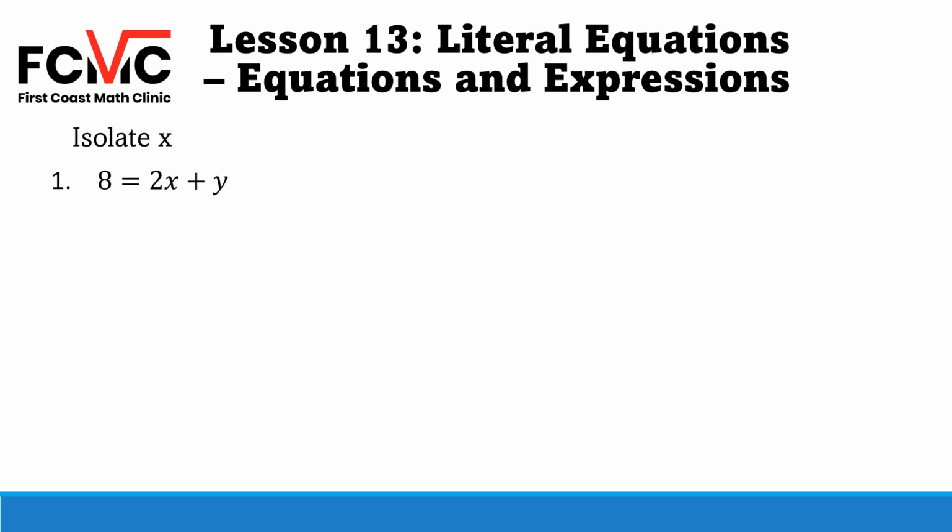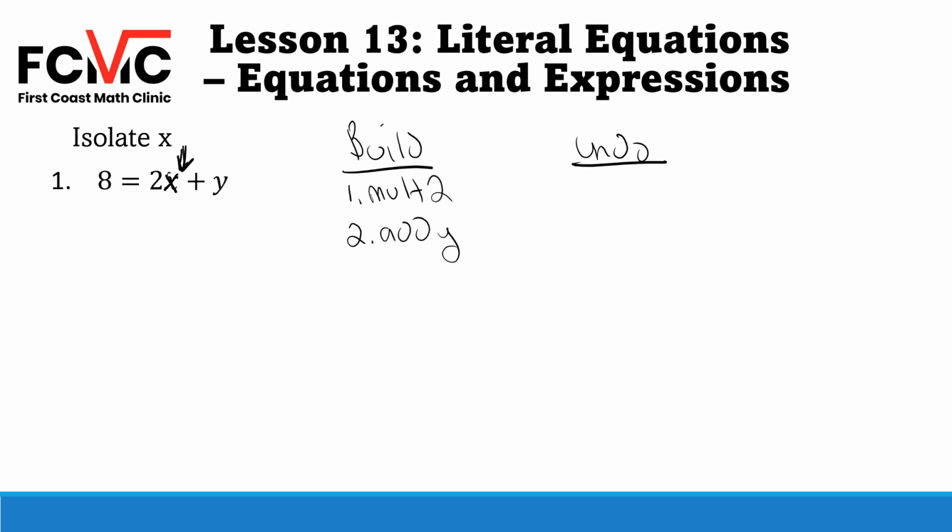So here's the way I like to do this. I like to do this by listing out the build and the undo. Our build is basically how, following our order of operations, we create that right side of our equation. So if I were to substitute a value in for x, what's the first thing I would do with that value? Well, I've got multiplication by 2 and I've got adding y. I would multiply by 2, and then I would add y.